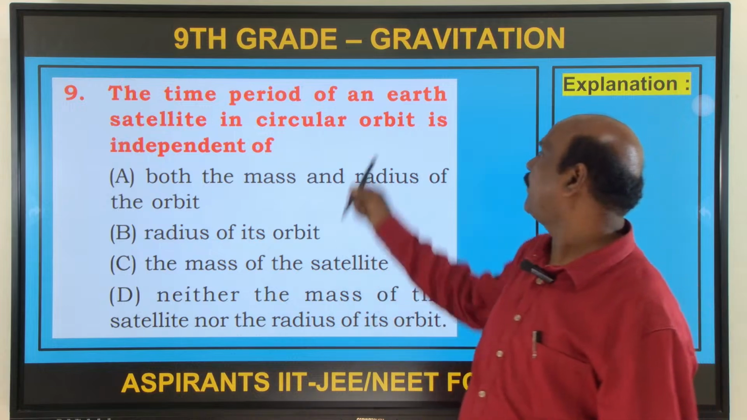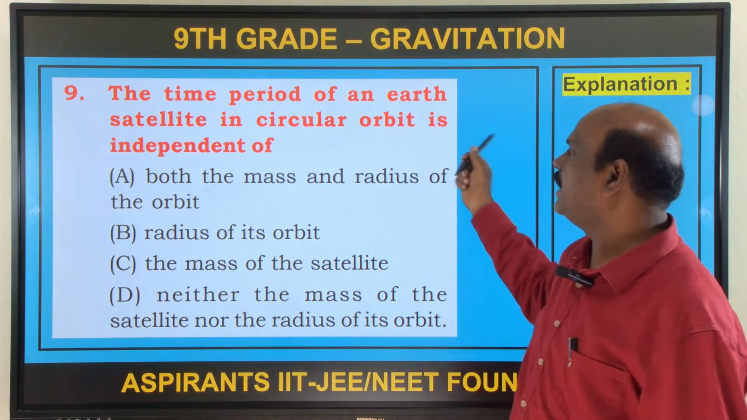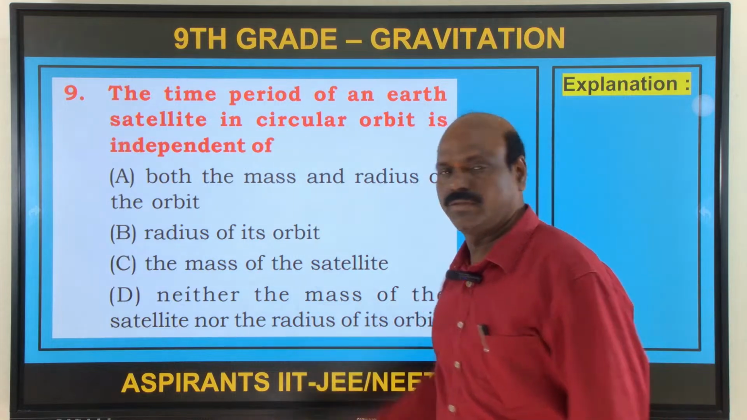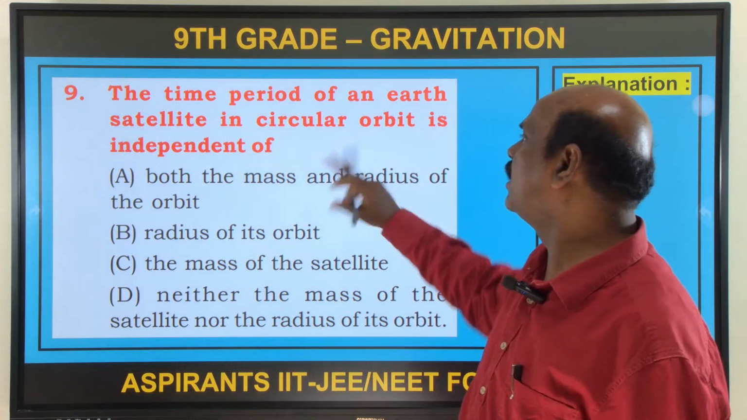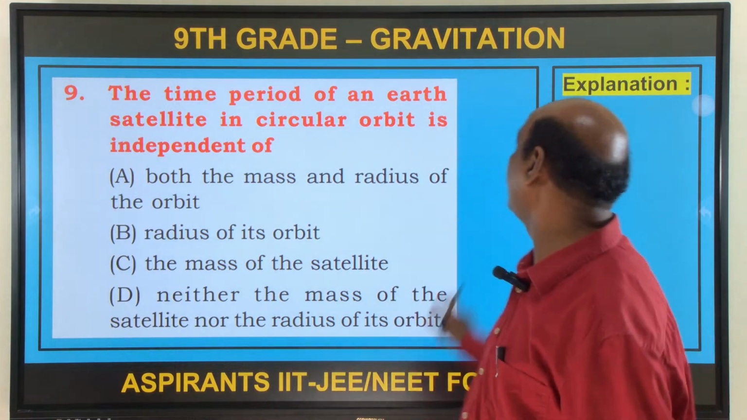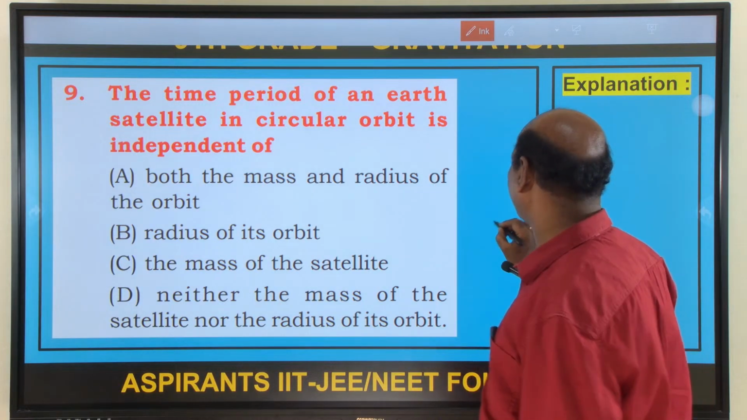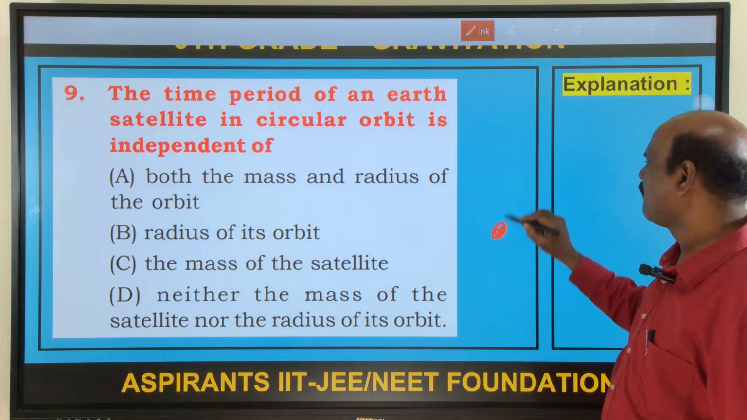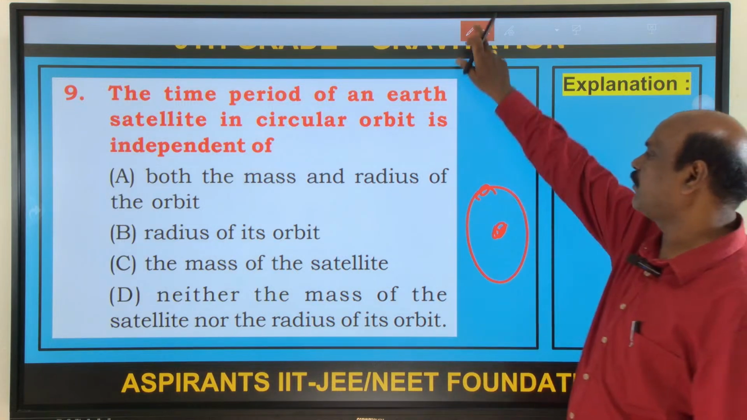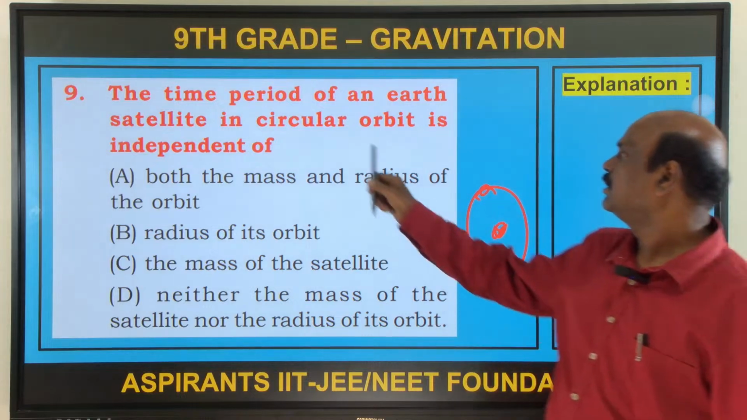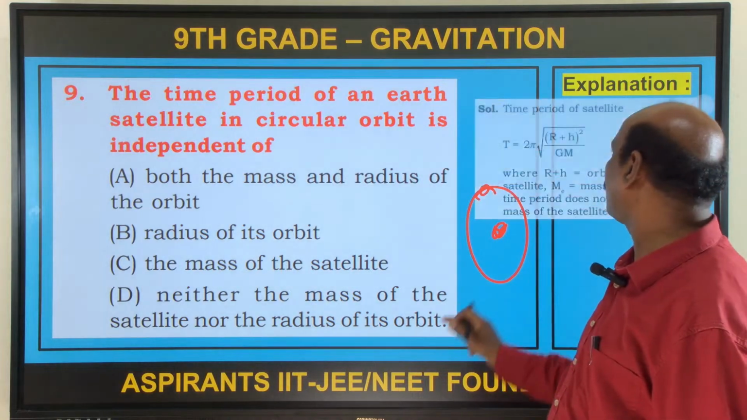The time period of an Earth satellite in circular orbit is independent of... meaning the time period of an Earth satellite, a satellite which is revolving around Earth. If you take this as the Earth and this is the satellite which is revolving around the Earth in a circular orbit, it is independent of what factors?